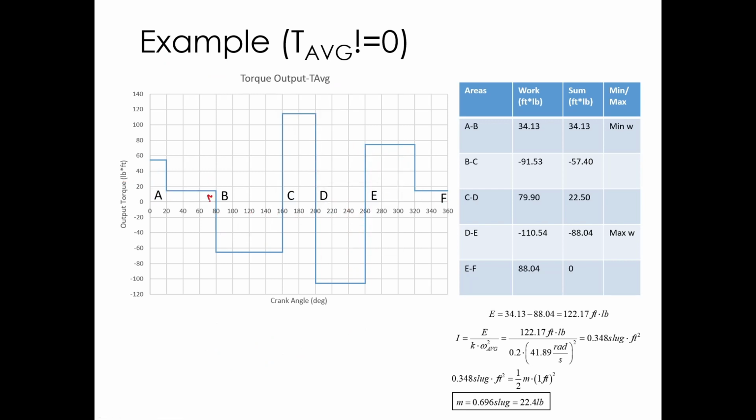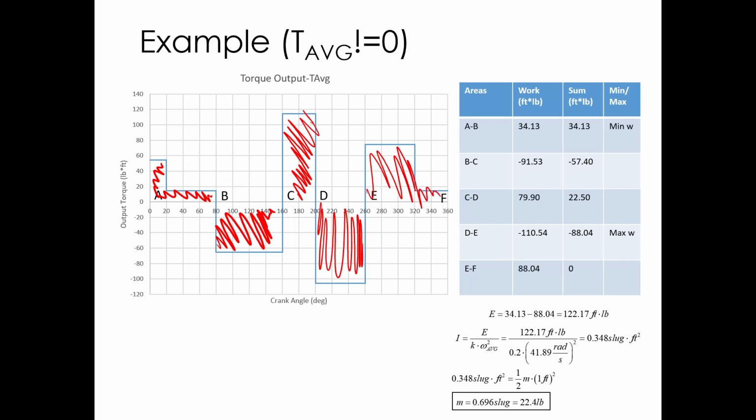So I've got here 34.13 foot-pounds, here negative 91.53, here 79.9, here negative 110.54, here 88.04.